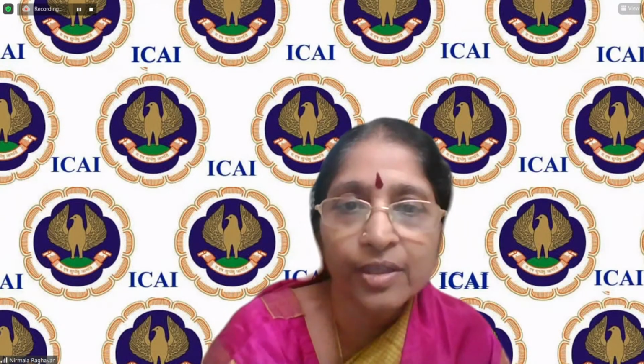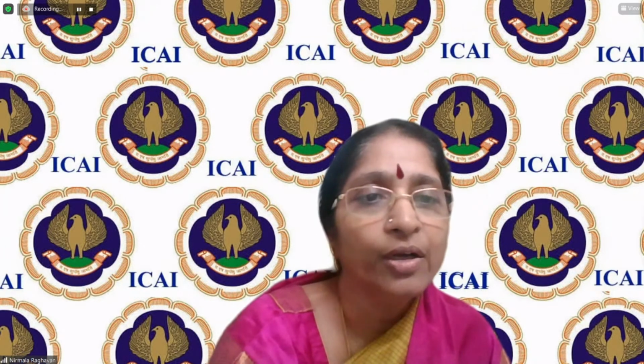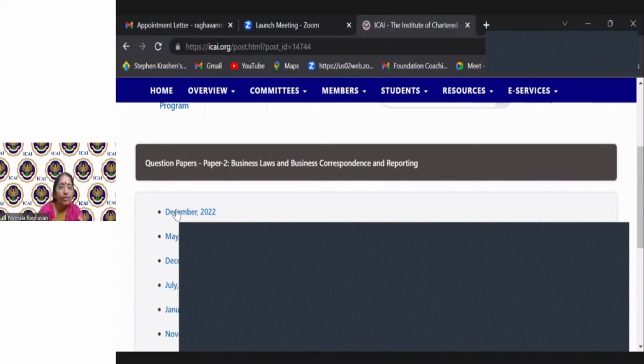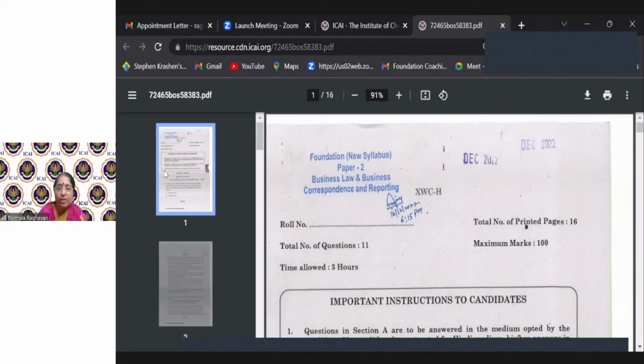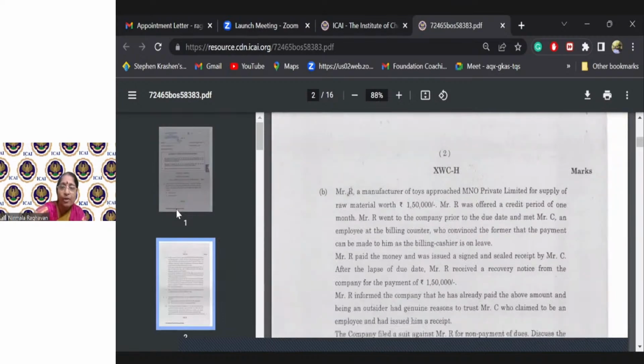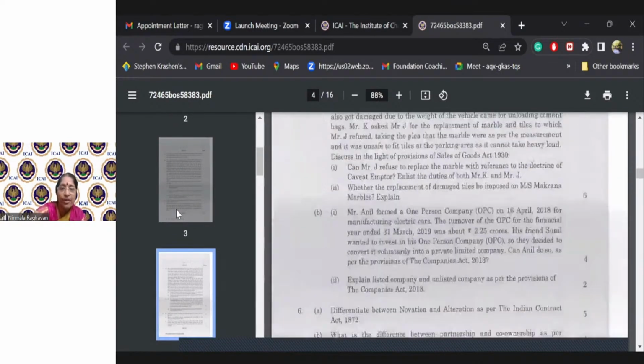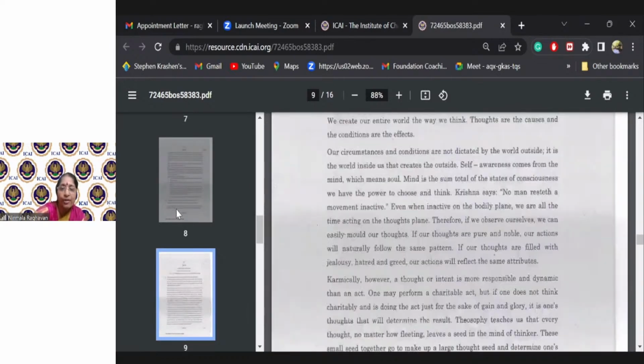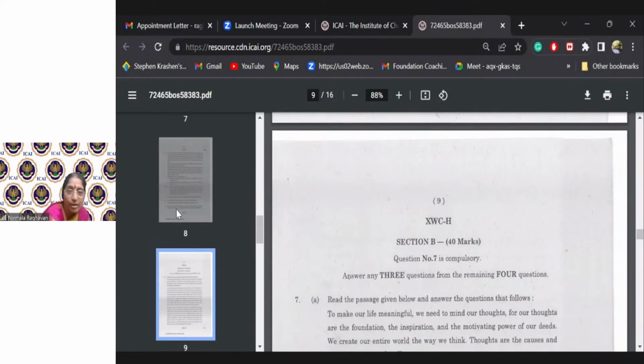I'm here sharing the latest question paper so that you have a feel of what kind of questions will be asked. So now look at this. Okay. Look at the December 22 paper. So you see the first part is the law paper. And question number 7 will be, this is the Hindi version of the law paper. After that, you get the English version. Now remember that question number 7 is very, very important and it is mandatory. If you don't answer question number 7, your paper will not be valued.